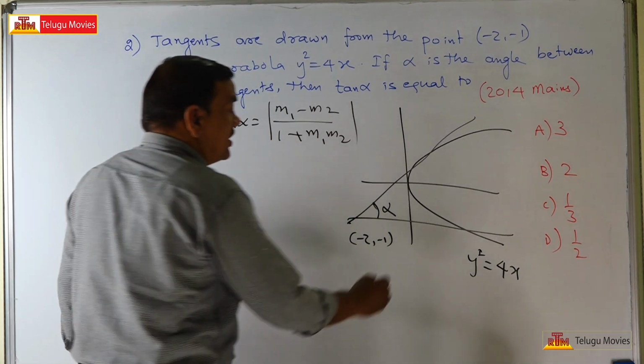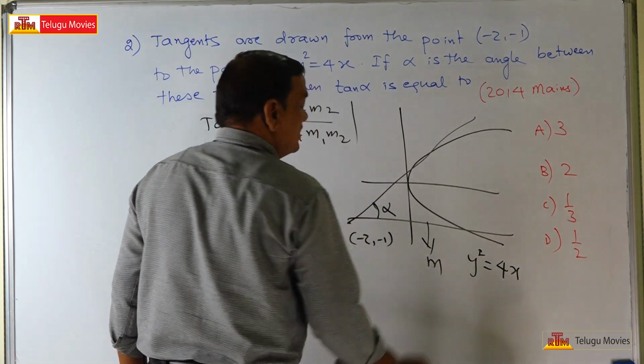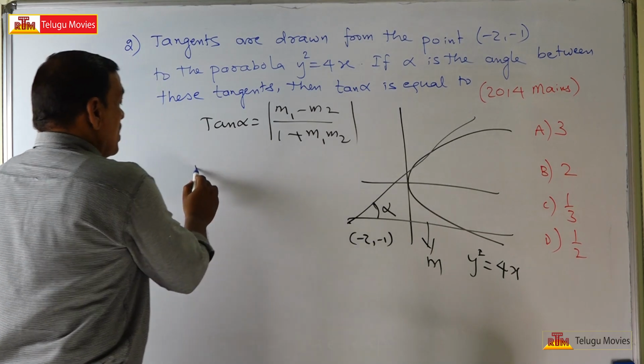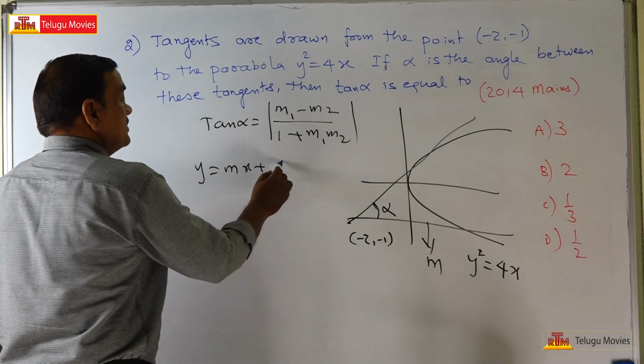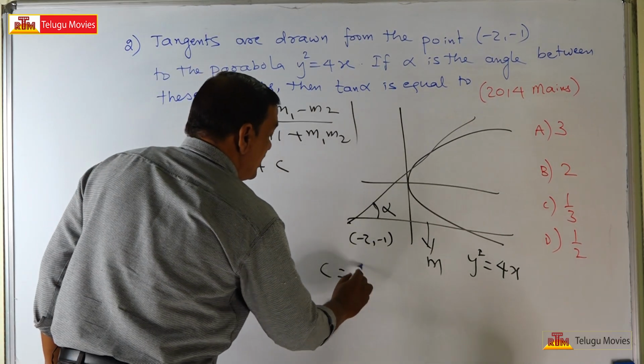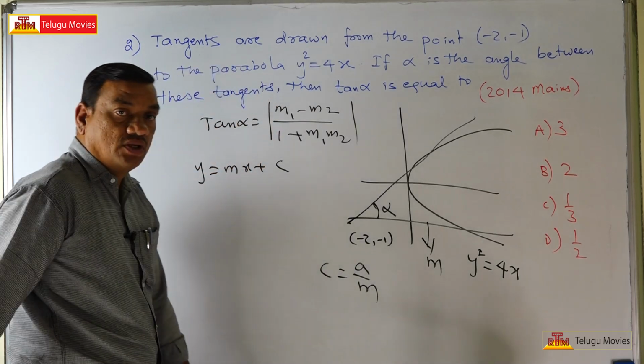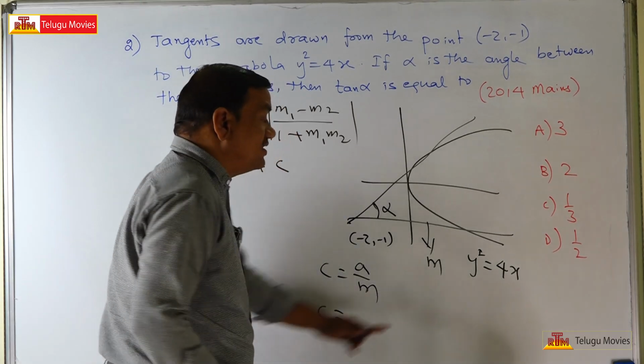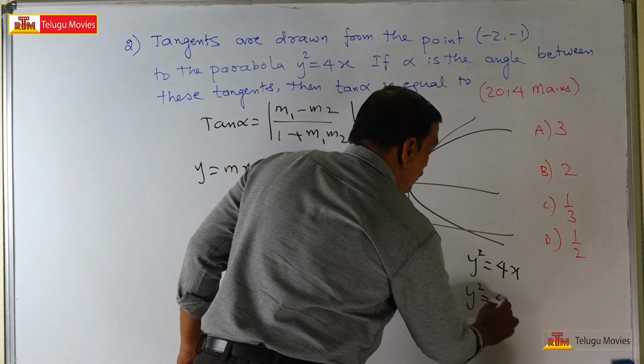So they will take the slope of one tangent as m. Therefore the formula is y = mx + c. We have the condition c = a/m, where a is such that y² = 4ax.